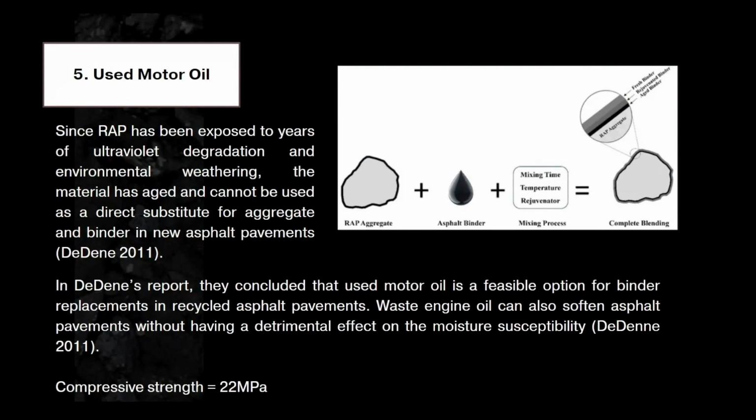Fifth is the use of used motor oil. Since RAP has been exposed to years of ultraviolet degradation and environmental weathering, the material has aged and cannot be used as a direct substitute for aggregate and binder in new asphalt pavements. Used waste engine oil has potential to be one of those materials used to restore the old binder. In Deden's report, they concluded that the use of motor oil is a feasible option for binder replacements in recycled asphalt pavements. Waste engine oil can also soften asphalt pavements without having a detrimental effect on moisture susceptibility. The used motor oil gives the asphalt an average compressive strength of 22 megapascals.